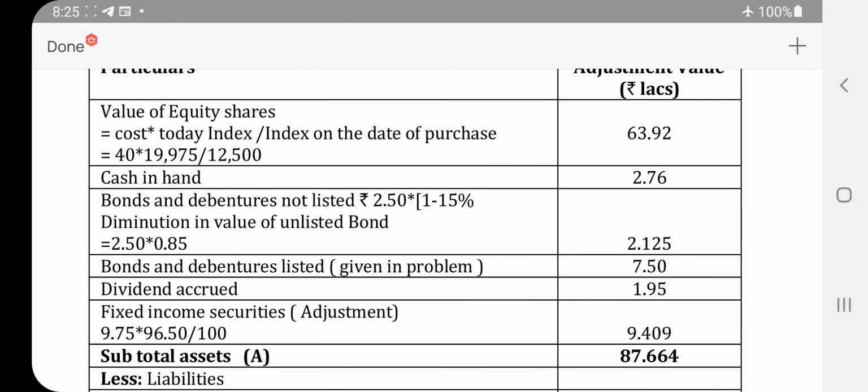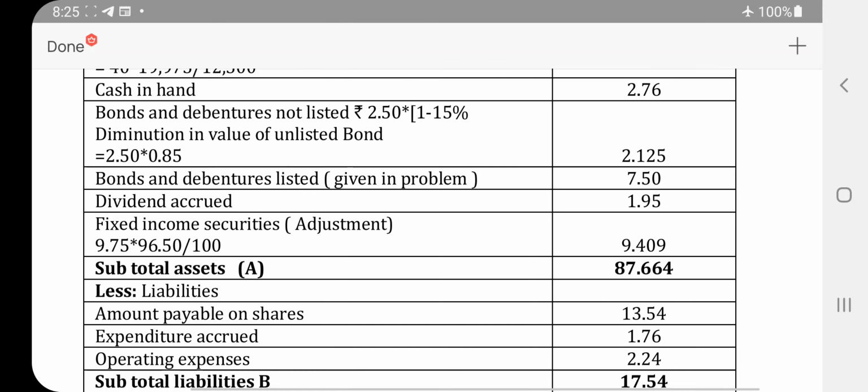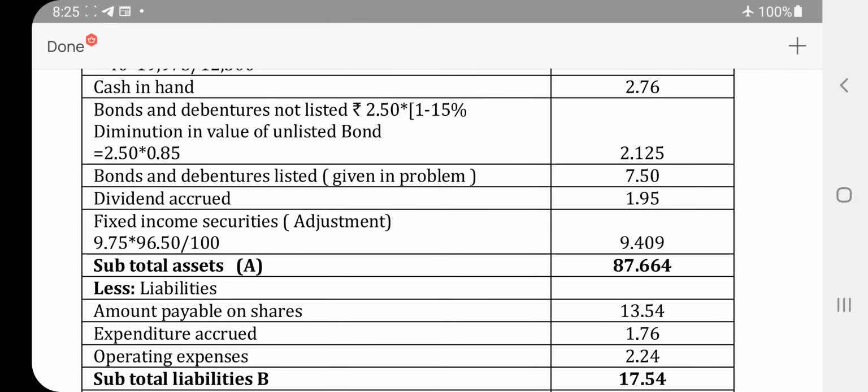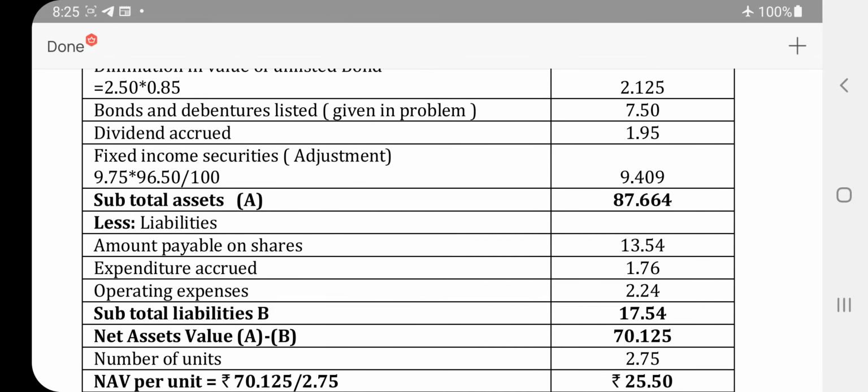If you add back all these, this is what we can call the total assets. So 63.92, 2.76, 2.125, 7.50, 1.95 and 9.409. If you add all these, you will get 87.664. That is the subtotal of assets, you can call it A. And we need to deduct all the liabilities, in the sense of responsibilities, whether it may be expenditure, operating expenses, or amount payable on shares. Everything they gave in the problem itself, as it is we have taken. If you add them, you will get 17.54. If you deduct this from the total assets, you will get 70.125, that is the net asset value.